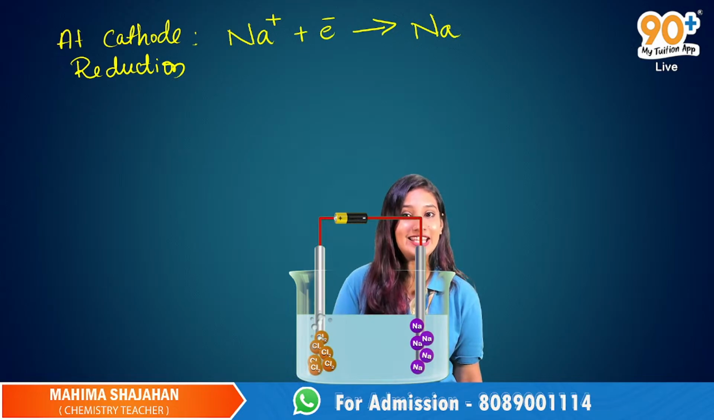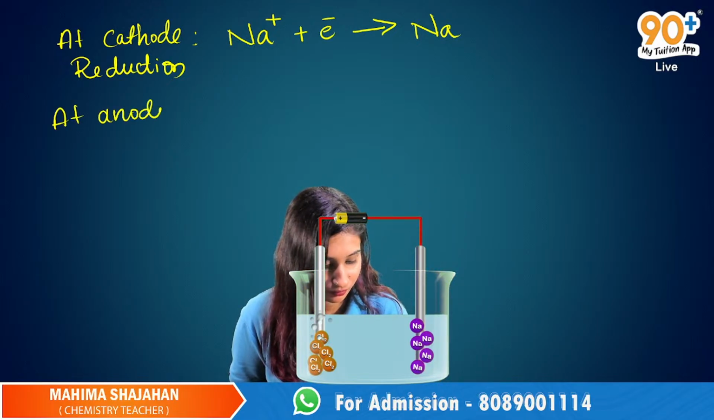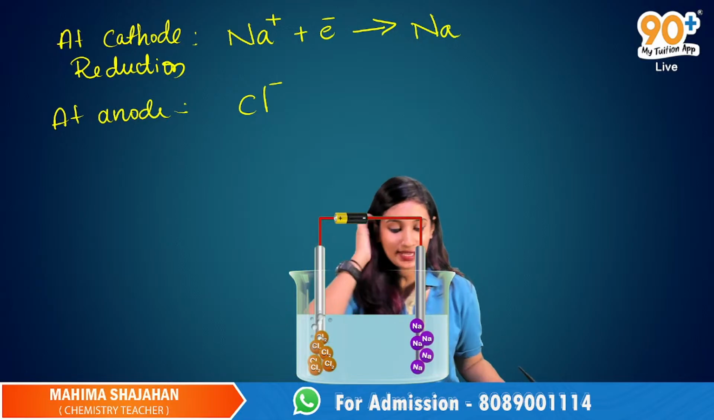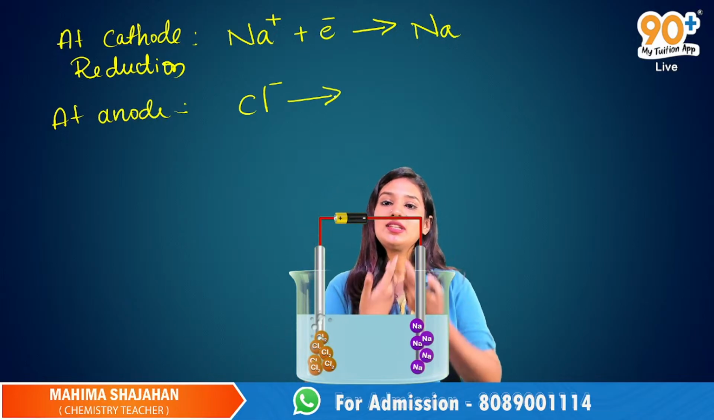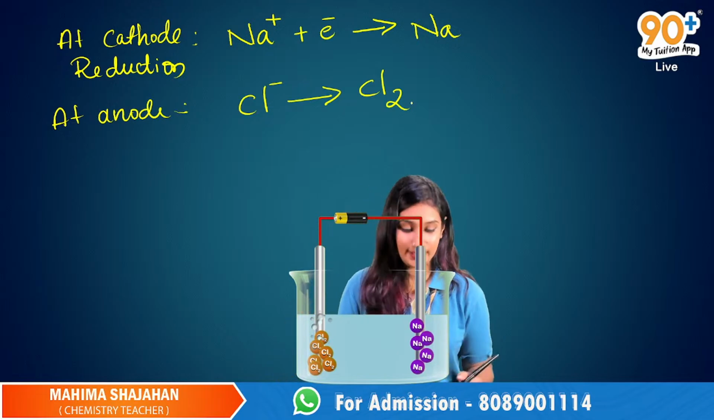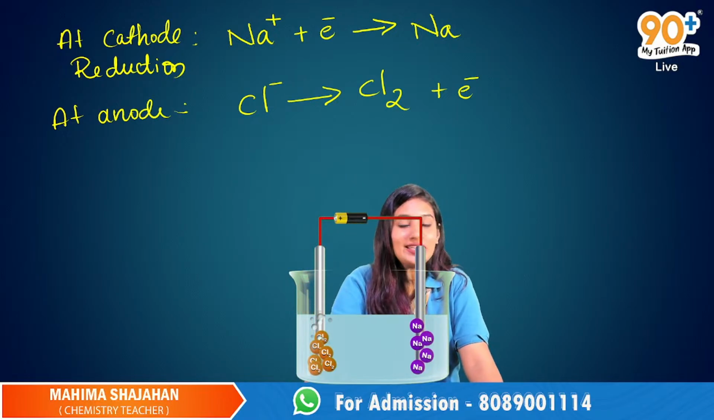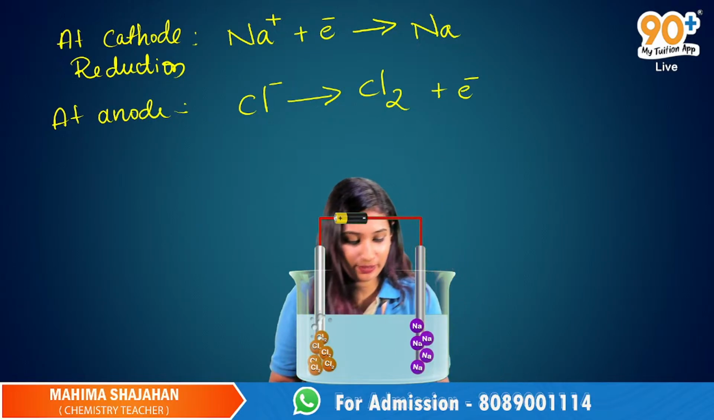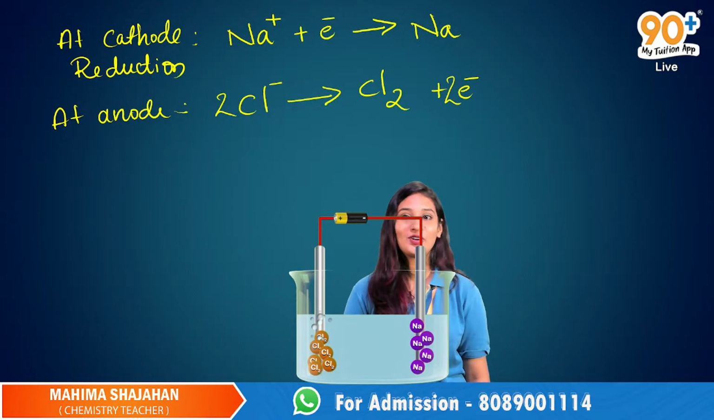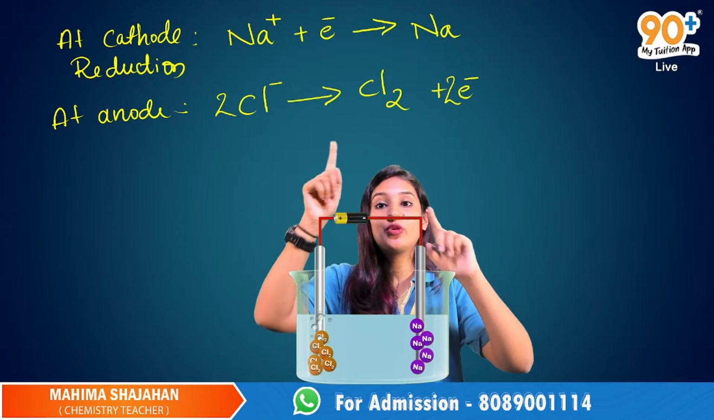You can see the chlorine gas is getting liberated at the anode. At the anode, the Cl minus ion will lose its electron and get converted into chlorine gas, Cl2, along with which an electron is liberated. Now we have to balance this. On the right hand side, there are 2 chlorine atoms, but on the left hand side there is only 1 chlorine atom. So we balance it, and we should also balance the charge. So this is the balanced equation for the anode: the Cl minus ion loses its electron and gets converted into chlorine gas.